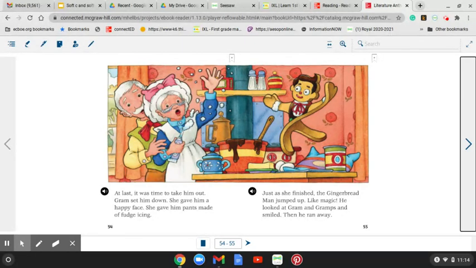All right, put your finger under the words and let's read together. At last, it was time to take him out. Graham sat him down. She gave him a happy face. She gave him pants made of fudge icing. Just as she finished, the gingerbread man jumped up. Like magic! He looked at Graham and Gramps and smiled. And then he ran away.